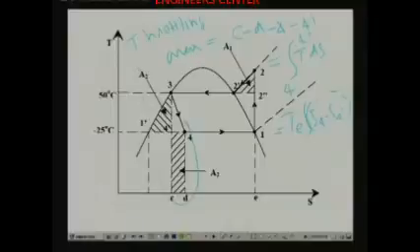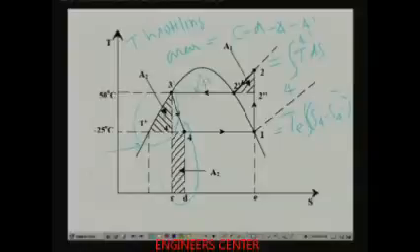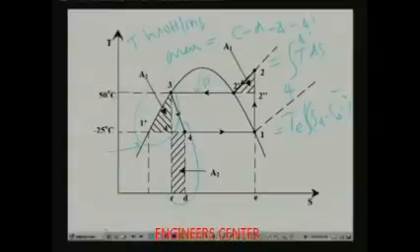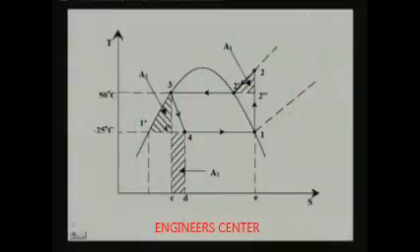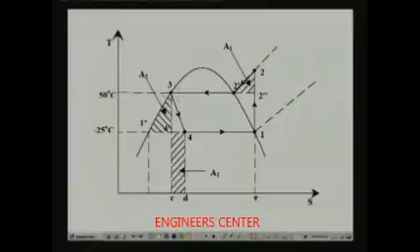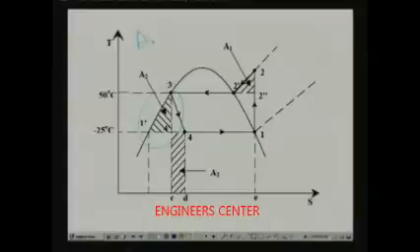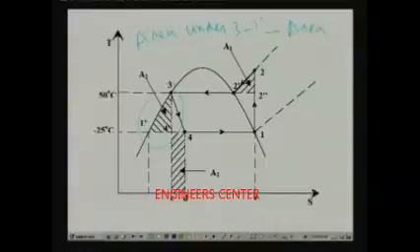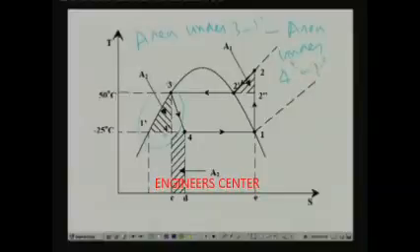You can also find out the throttling area from this side. If you are assuming this line to coincide with the isobar at Pc, this also happens to be the throttling area. Calculating it from this side, it is nothing but the area under 3 to 1 dash minus the area under 4 dash to 1 dash, that is this area.